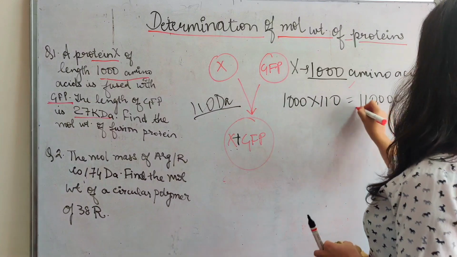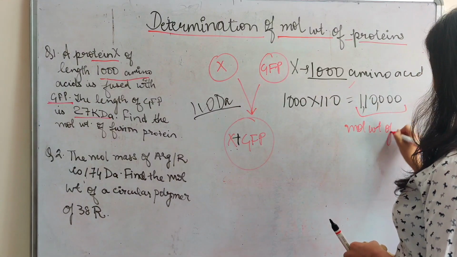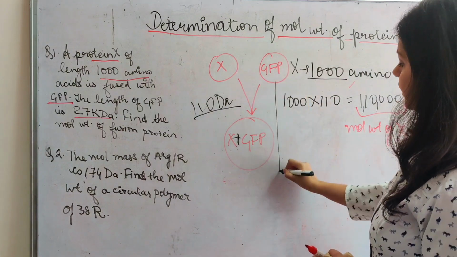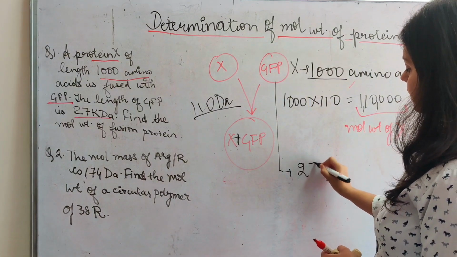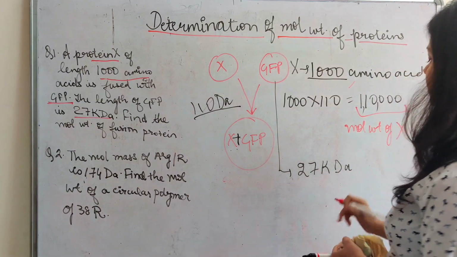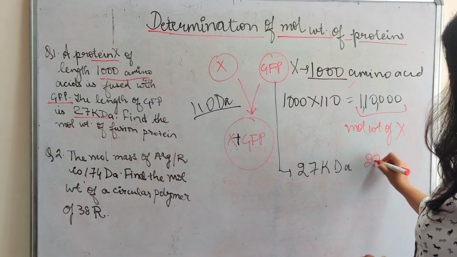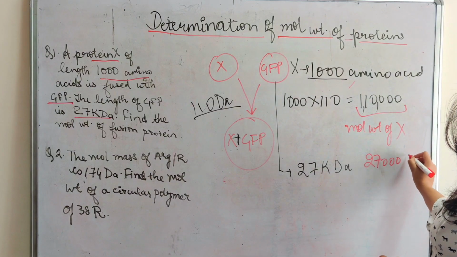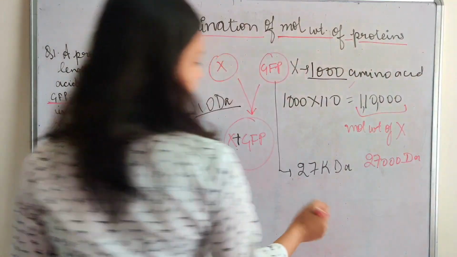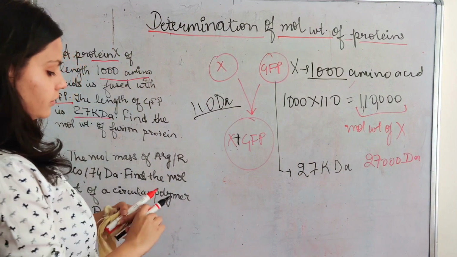So this comes to be the molecular weight of X. Clear? Now for GFP, it is already given as 27 kilodalton. To convert 27 kilodalton into Dalton, we can write 27,000 Dalton. I hope this is clear.